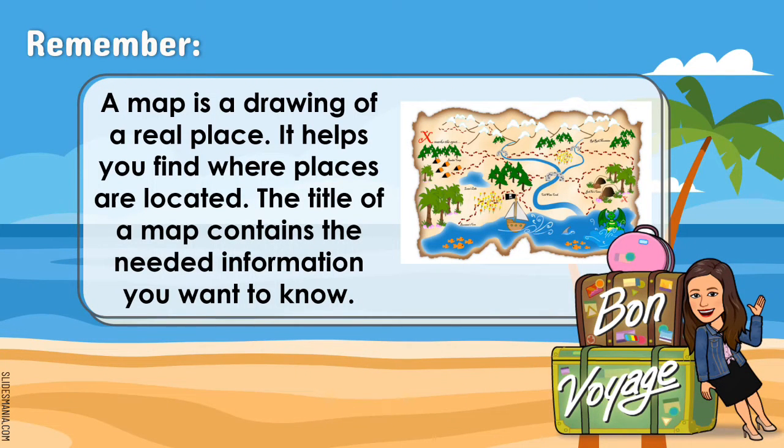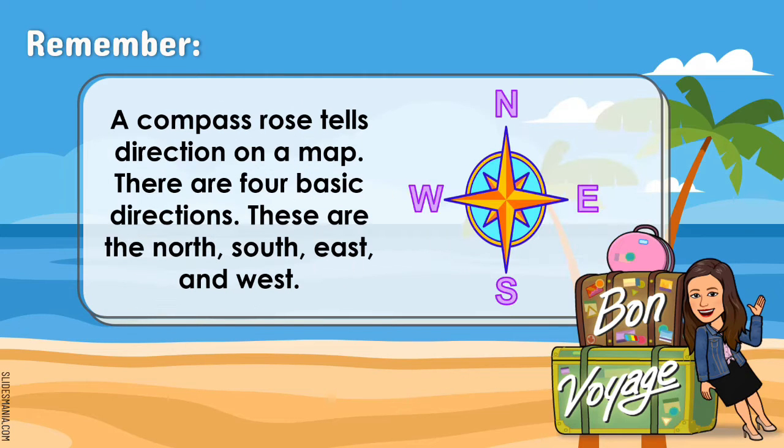Remember, a map is a drawing of a real place. It helps you find where places are located. The title of a map contains the needed information you want to know. This is a compass rose. A compass rose tells direction on a map. There are 4 basic directions. These are the north, south, east, and west.